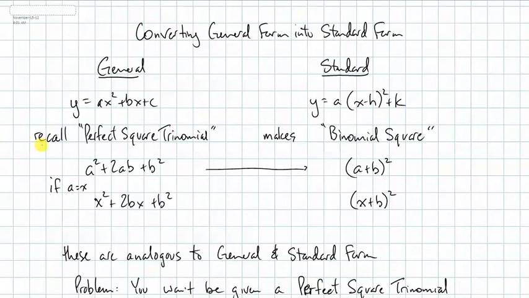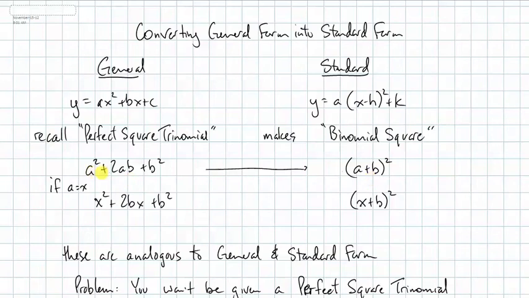In the past you learned about something called a perfect square trinomial. It looks like this: a squared + 2ab + b squared. It is equal to a binomial square, which for this general pattern would look like (a + b) all squared.